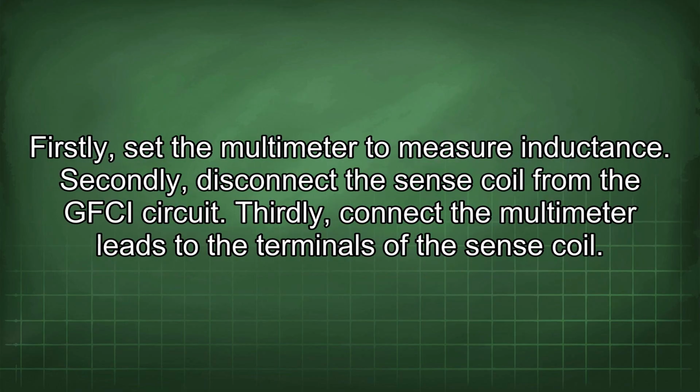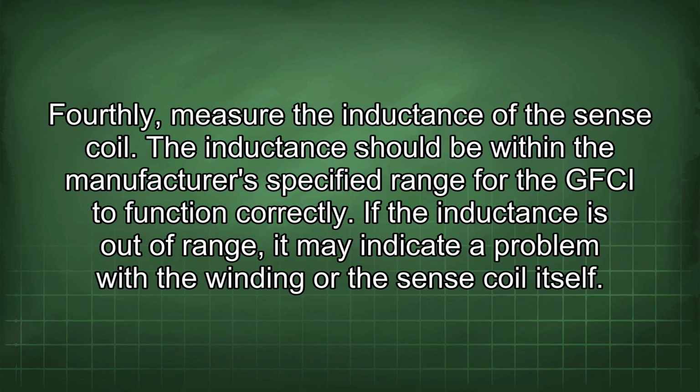Firstly, set the multimeter to measure inductance. Secondly, disconnect the sense coil from the GFCI circuit. Thirdly, connect the multimeter leads to the terminals of the sense coil. Fourthly, measure the inductance of the sense coil. The inductance should be within the manufacturer's specified range for the GFCI to function correctly. If the inductance is out of range, it may indicate a problem with the winding or the sense coil itself.